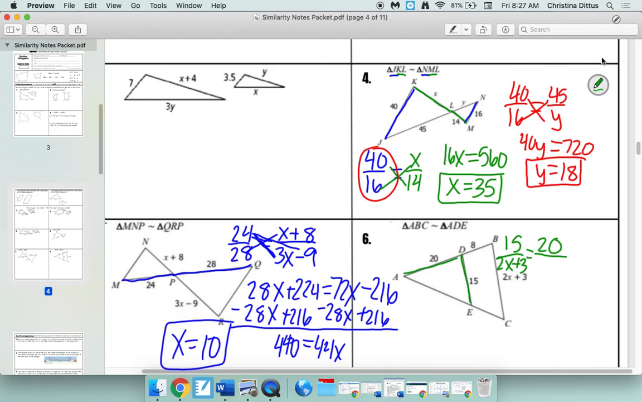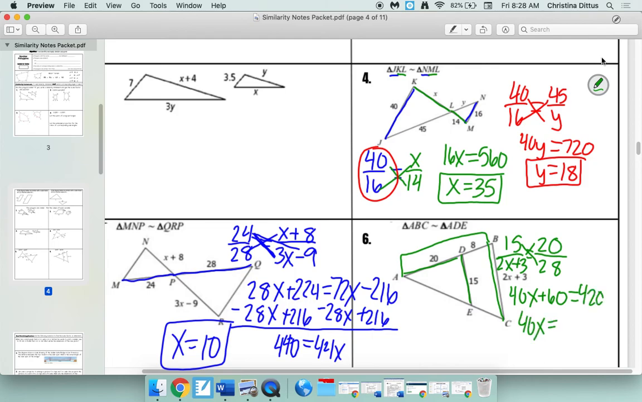You notice how this 2x plus 3 is a whole side? You need to compare it to a whole side, so you have to add those two. Super common to do just the 8, but we have to put it over 28. Okay? When we cross multiply, we get 40x plus 60 equals 420. Of course.